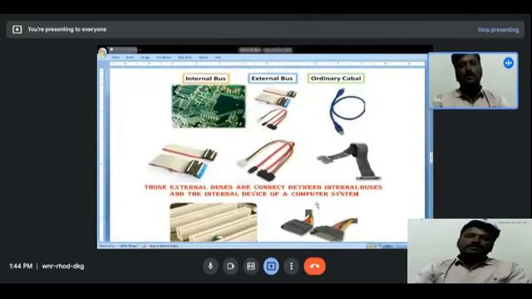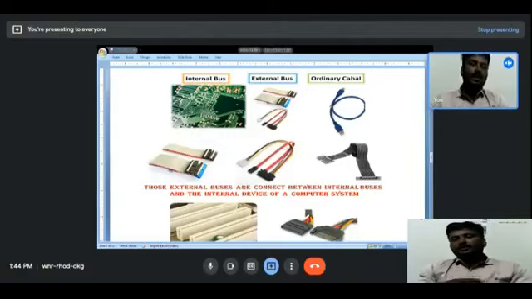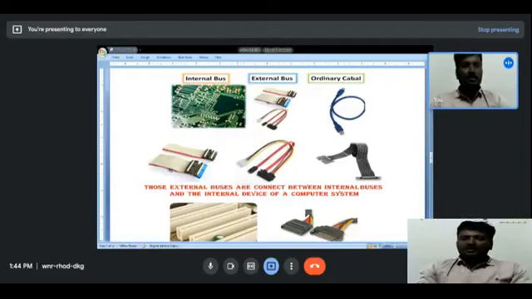So the diagrams and pictures show the different types of buses: internal bus, external bus, and ordinary cable. External buses form part of the computer which connects other components of the peripheral devices. We can connect internal components of a computer to the external peripheral devices or components. Various types of buses are there. We'll see them one by one in the upcoming slides.